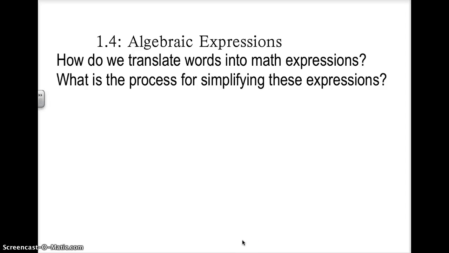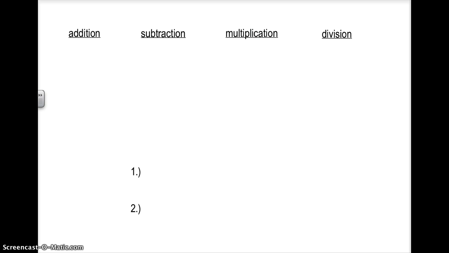Okay, 1.4 is all about algebraic expressions. Algebraic referring to the use of variables, adding and subtracting, and expressions meaning like math phrases, like 5x plus 1. Okay, so we're writing math phrases with variables. What we're trying to do is translate words into those math expressions, or algebraic expressions. And then we're talking a little bit about how to simplify these expressions, okay? That's what 1.4 is going to be all about.